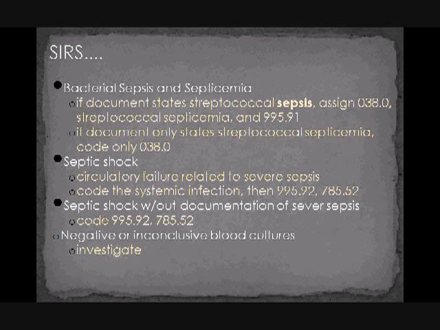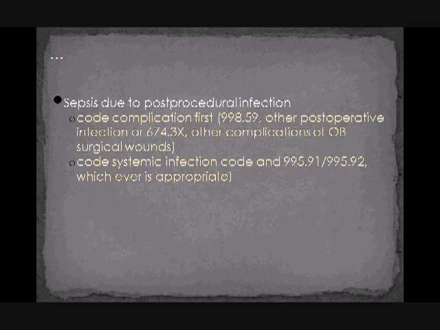For negative or inconclusive blood cultures, you have to do some investigation to find out, because you don't want to just sit there and not code anything. Let's say we have sepsis due to procedural infection. This is just a complication code, specifically 998.59, which is post-procedural infection, which you can simply find by going under complication and then looking for post-procedure.